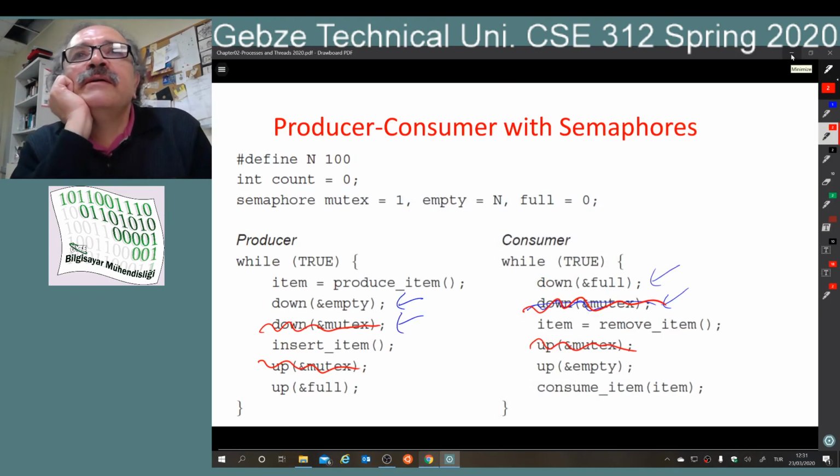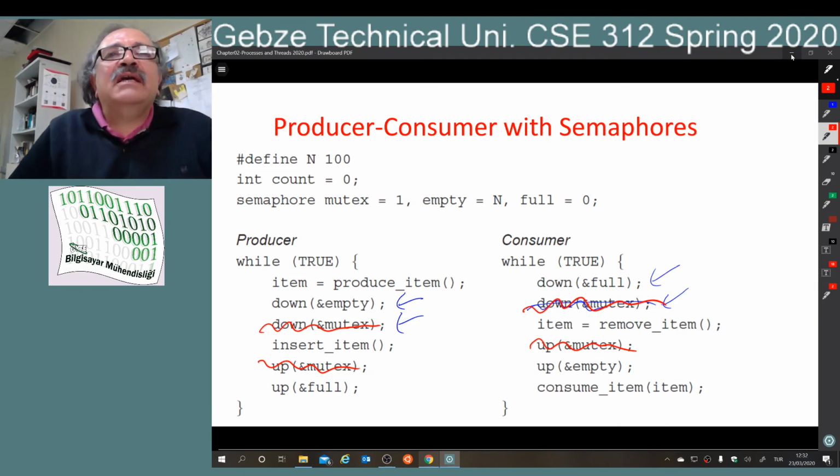Okay. So I'm looking at the question now. In this example, mutex can be 1 or 0 while full and yeah. Okay, so Yasin, those are good answers.